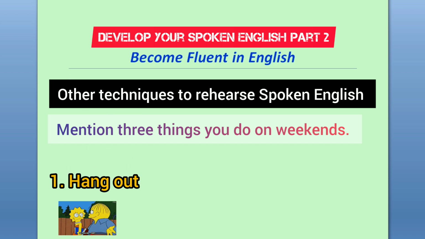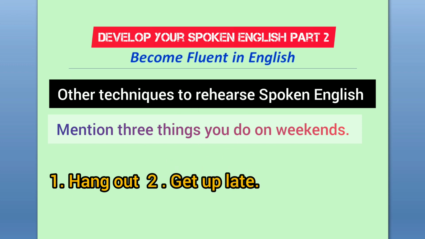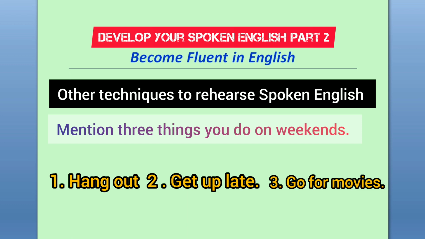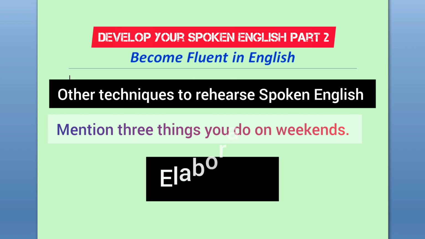Understood. And on weekends, I usually get up late. That's the second thing. Third thing, you can say that on weekends I sometimes go for movies. So in this way you can talk about three things. You can talk about 4 or 5 things also which you do, especially on weekends. That's another way to practice. Focus on the sentence construction and use the simple present tense.